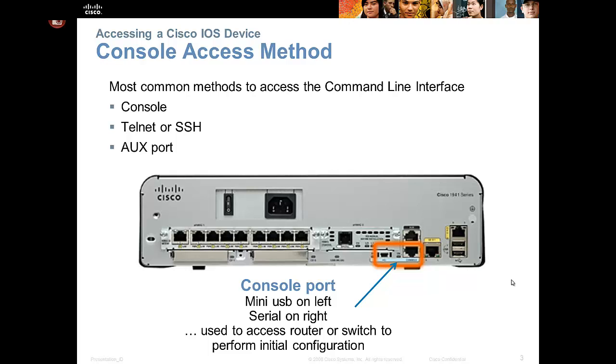This is a 1941 Cisco router. The one on the left is a mini USB, the newest console connection. This one is going to attach to a USB port on your PC. The right one is the old serial interface. The other end attaches to a serial on your PC. These are used to access a router or switch to perform the initial configuration.